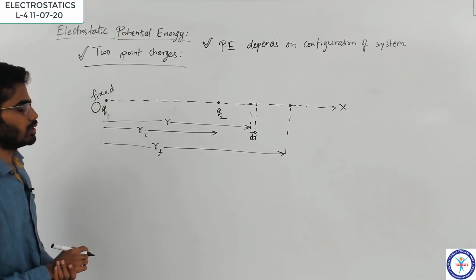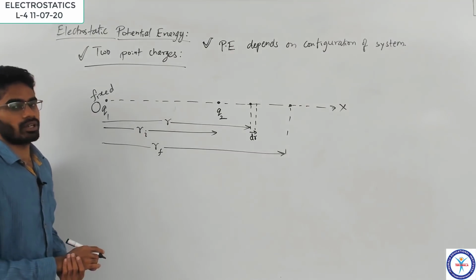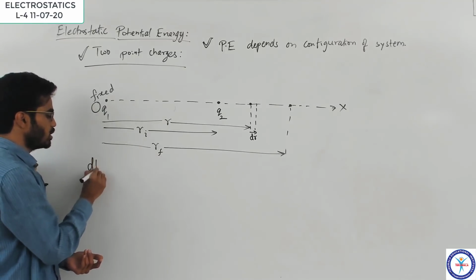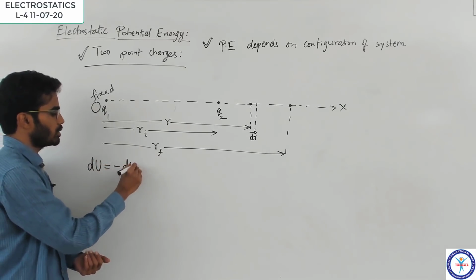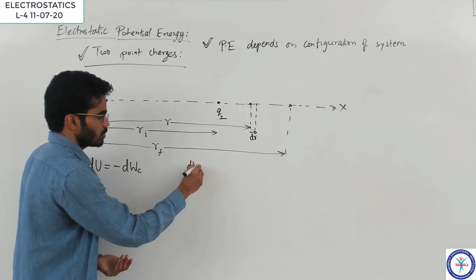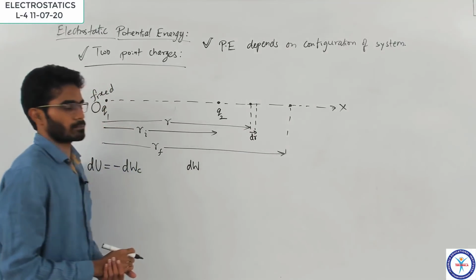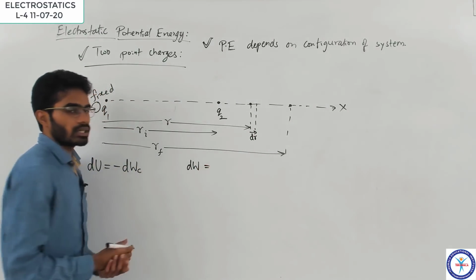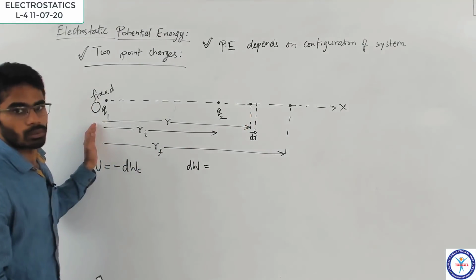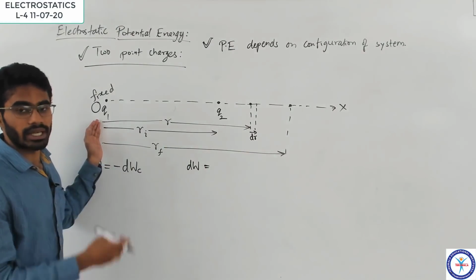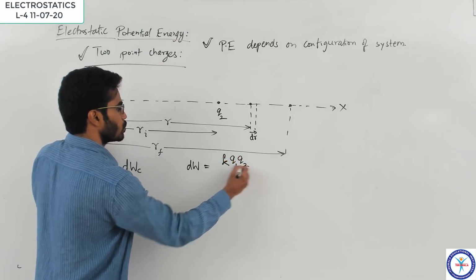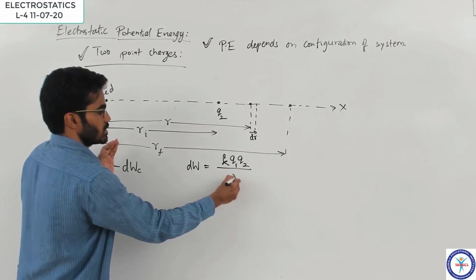Right? Now, what is the work done by the conservative force? With the work done by the conservative force, we can find potential energy. See, dU is minus dWc, negative of the work done by the conservative force. So let us find the work done by the conservative force in moving a small distance dr. Right? The work done is force into displacement. Force between these two, when they are r distance away, is kqq by r square. So it is k q1 q2 by the present distance r square.